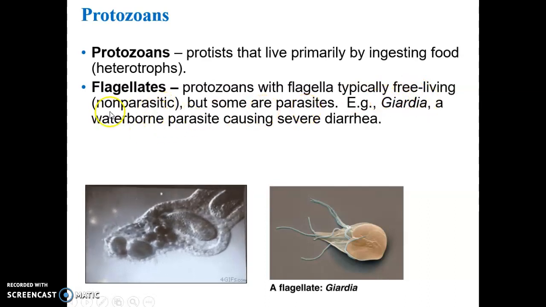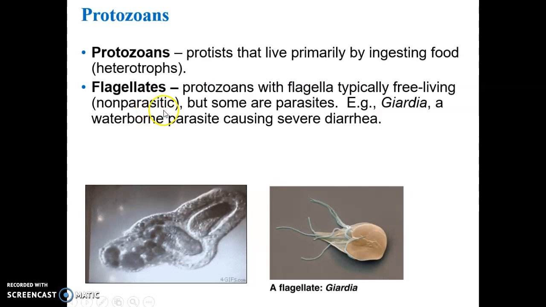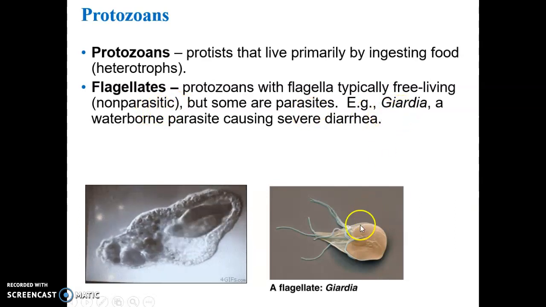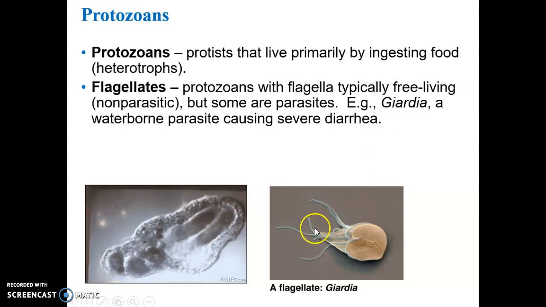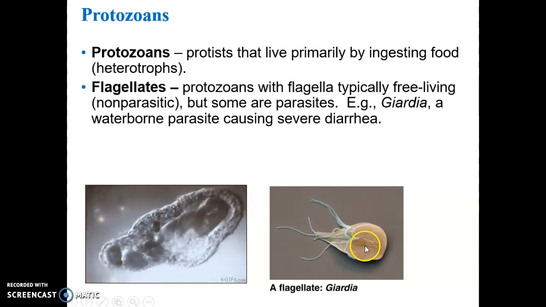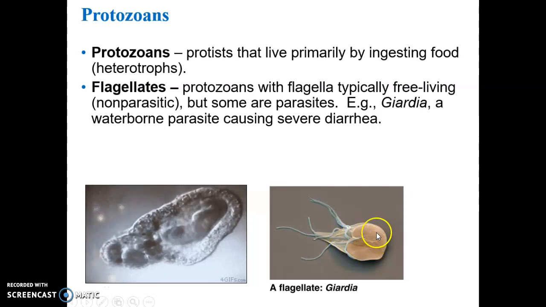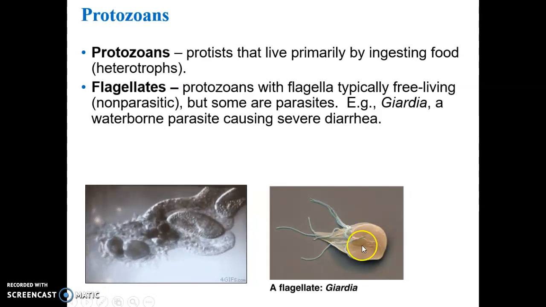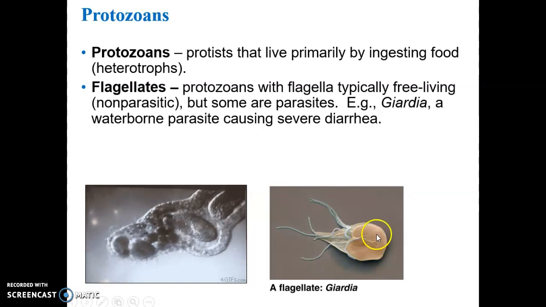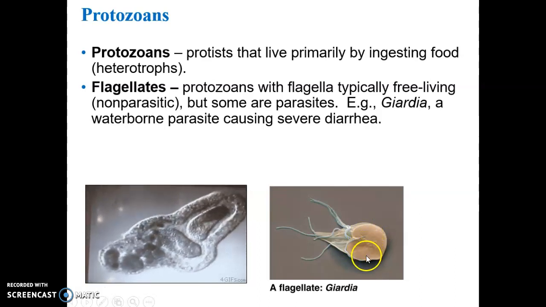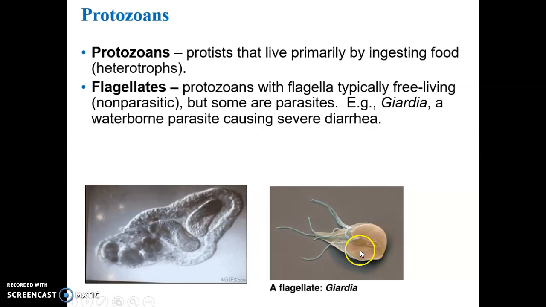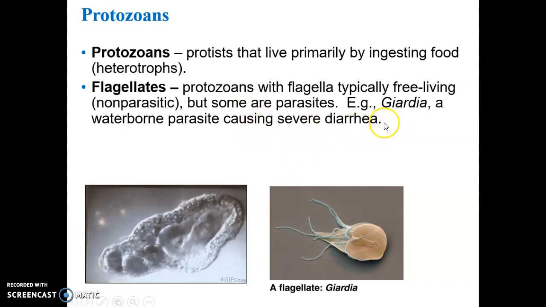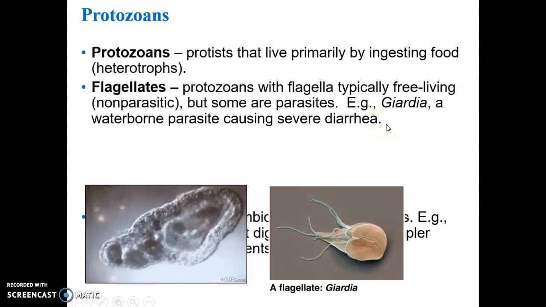So free-living meaning it's a non-parasitic organism. For example, Giardia, which happens to be a parasite, is a flagellated protozoan, and it can attach itself to the digestive tract of an organism, usually a vertebrate animal like a dog, a cat, or a human, a cow, and cause serious diarrhea to the animal, and beyond that, serious illness.